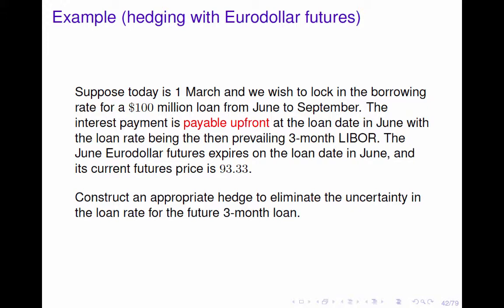Suppose today is March the 1st, and we wish to lock in the borrowing rate for a $100 million loan from June to September. The interest payment is payable upfront at the loan date in June, with the loan rate being the then prevailing 3 months LIBOR. The June Eurodollar futures expires on the loan date in June, and its current futures price is 93.33. Can you construct an appropriate hedge to eliminate the uncertainty in the loan rate for the future 3 months loan?